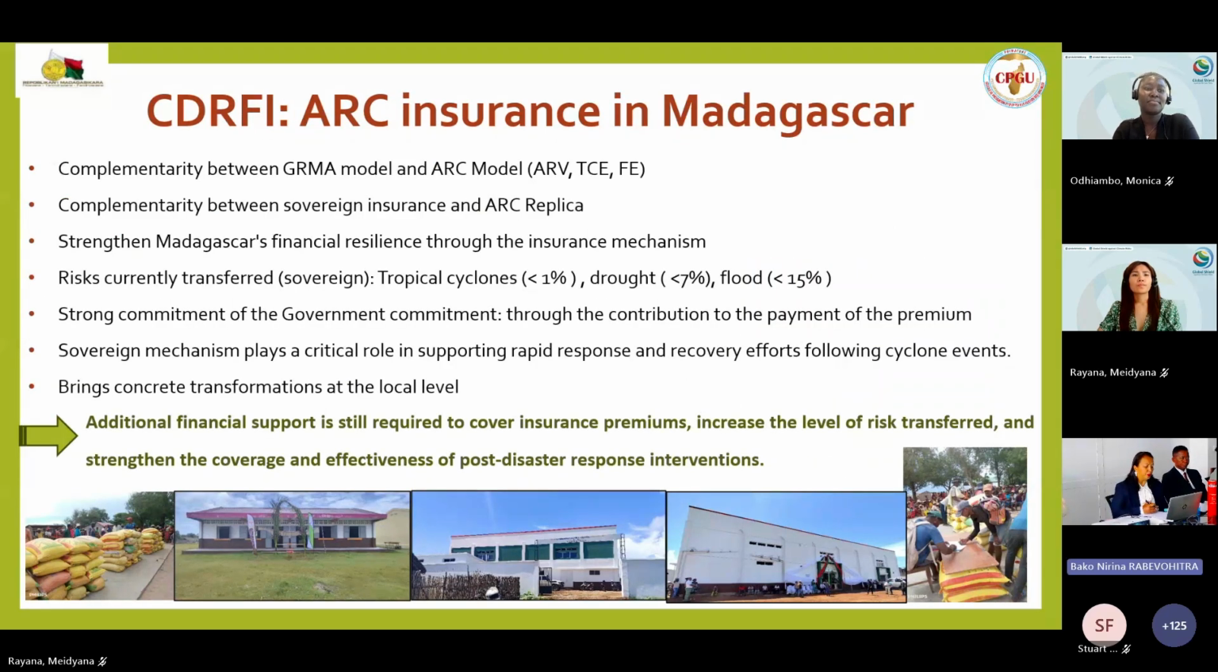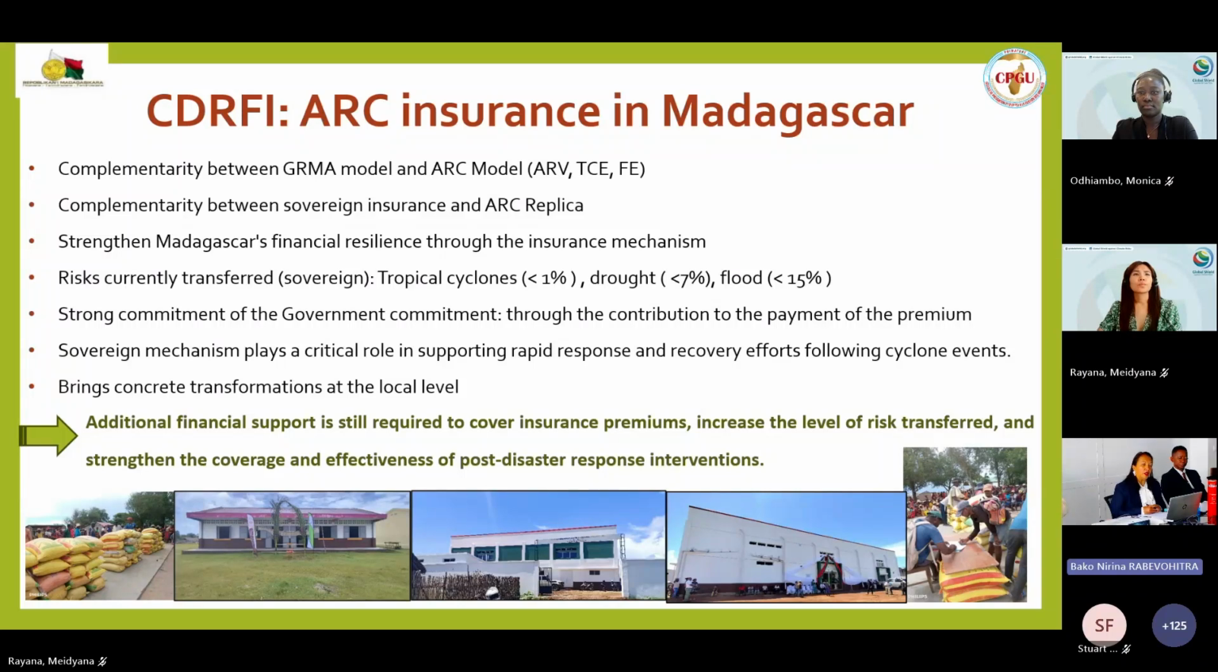Finally, I would like to briefly discuss the CDRFI and ARC insurance schemes in Madagascar, which are considered really relevant to addressing the country's needs in the face of climate change. First, there is a complementarity between the GRMA model and the ARC model. There is also a complementarity between the sovereign ARC insurance and ARC Replica insurance, and such a complementarity allows us to promote financial resilience in Madagascar.